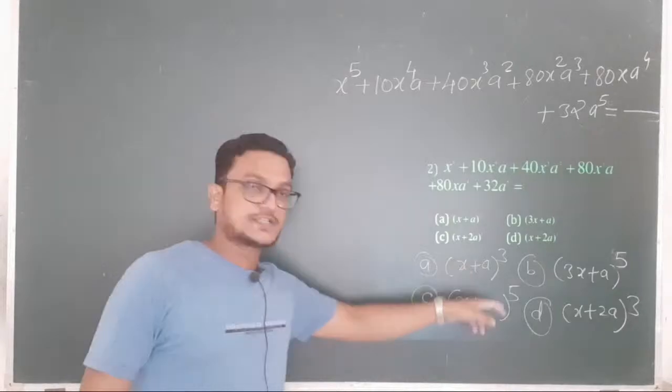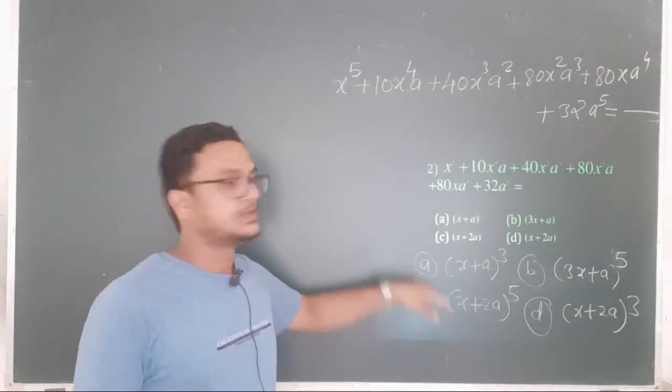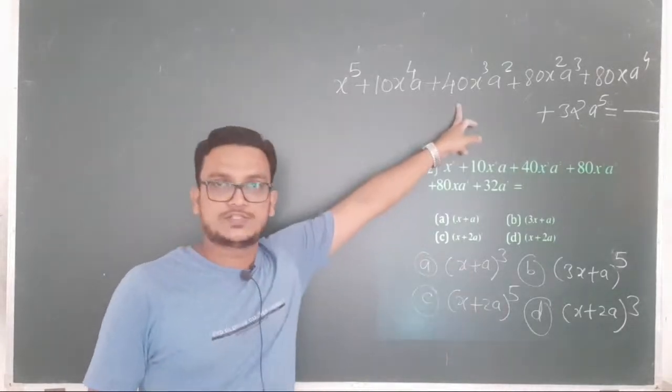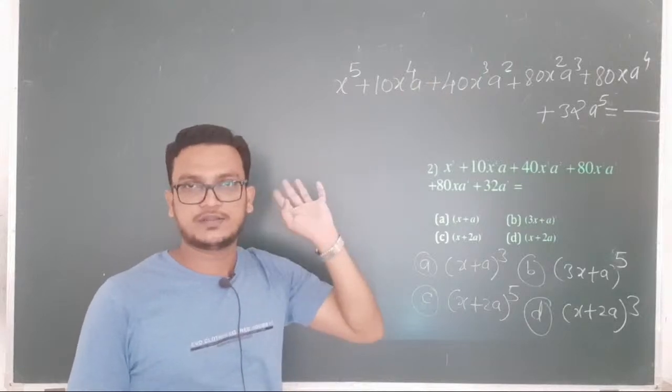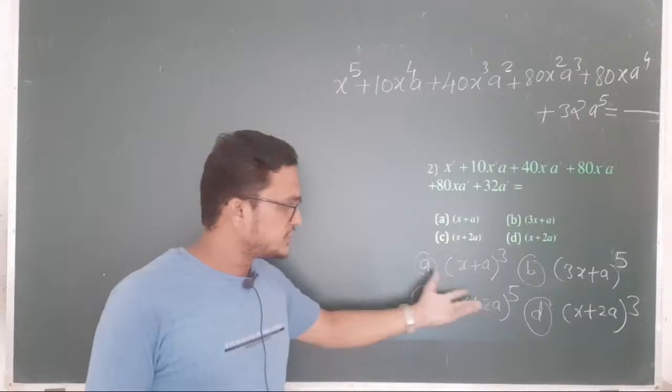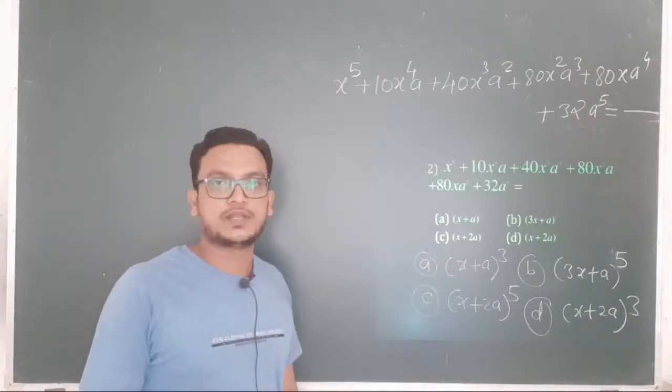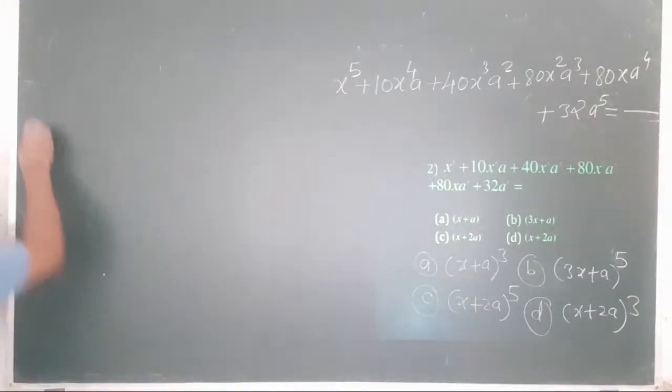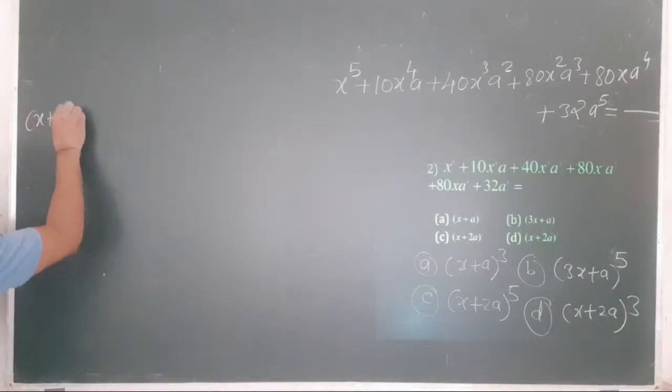Means after expanding, which term you will get in this expansion, that you have to check it. So I think all are positive only, in between the sign is plus only. Let us see the binomial theorem. What is (x + a) to the power n?